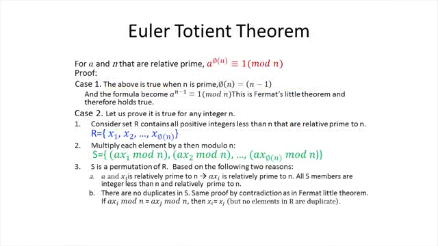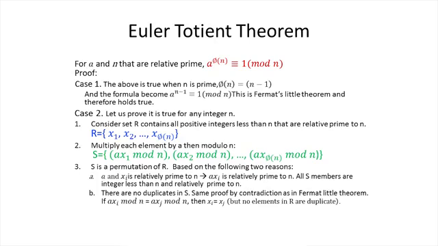Here is the Euler Totient theorem. For a and n that are relatively prime, a to the power of phi of n is equal to 1 modulo n. So basically, a to the power of phi of n and 1 are congruent modulo n. And let's provide the proof.